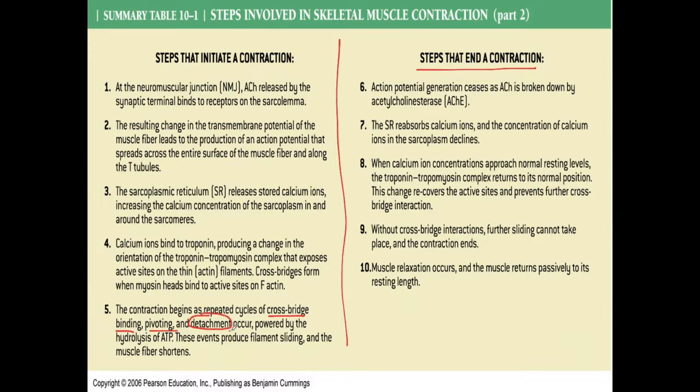But what I said was that the detachment occurs by using ATP. In order for the myosin head to detach, you need ATP. Okay, again, I'll review it.